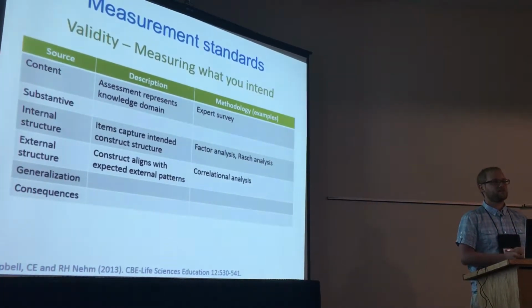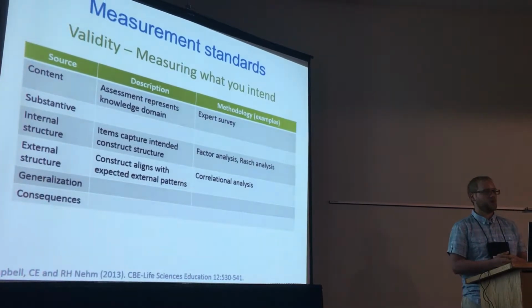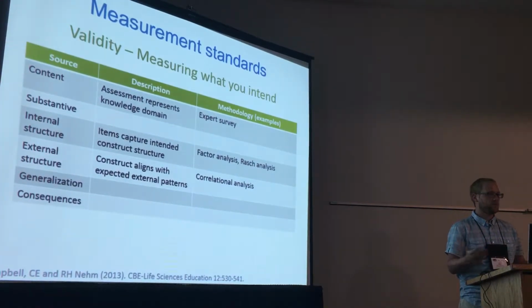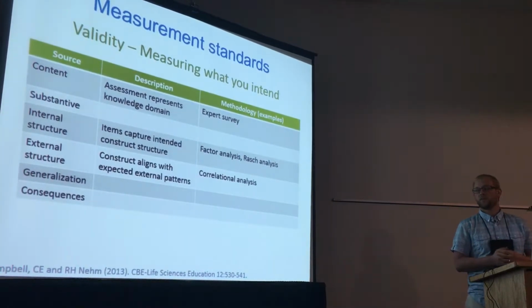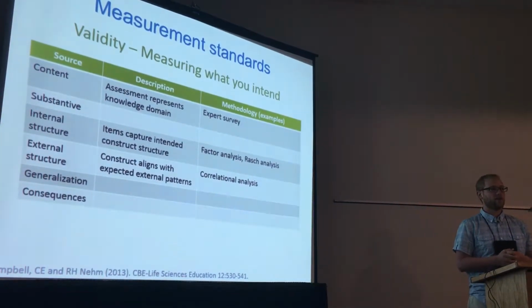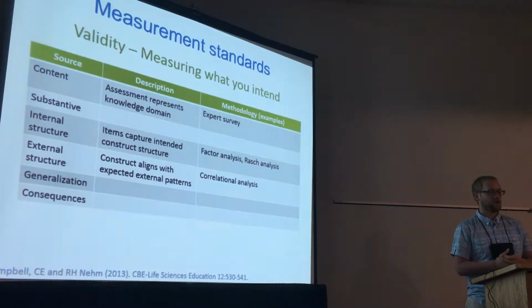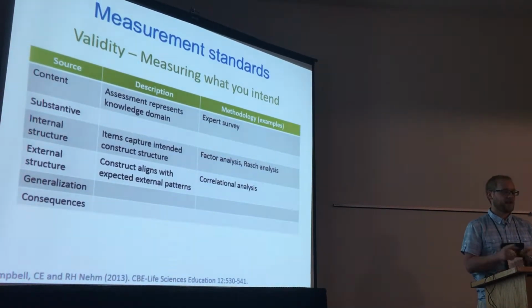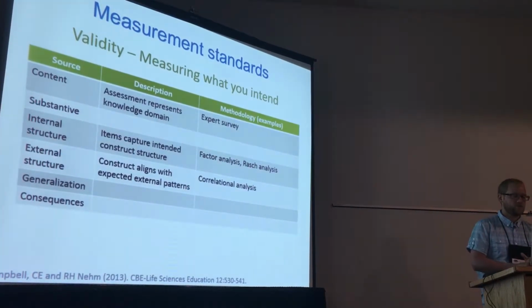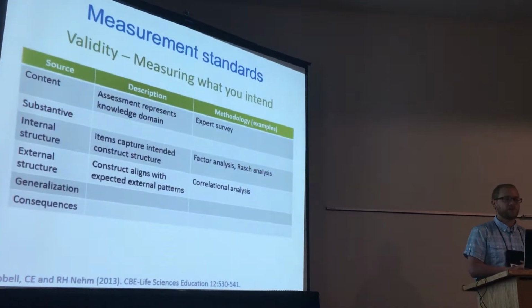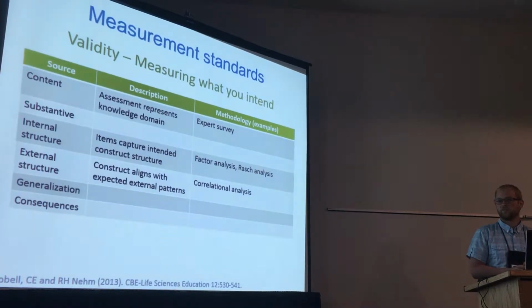So if the assessment is designed to measure only one dimension, acceptance of evolution, for example, then all those items should get at that one dimension. If it might be measuring more than one dimension, then it should have the appropriate framework to measure that the items are getting at each of those specific constructs. And then finally, external structure, which is that the construct aligns with external patterns of evidence.